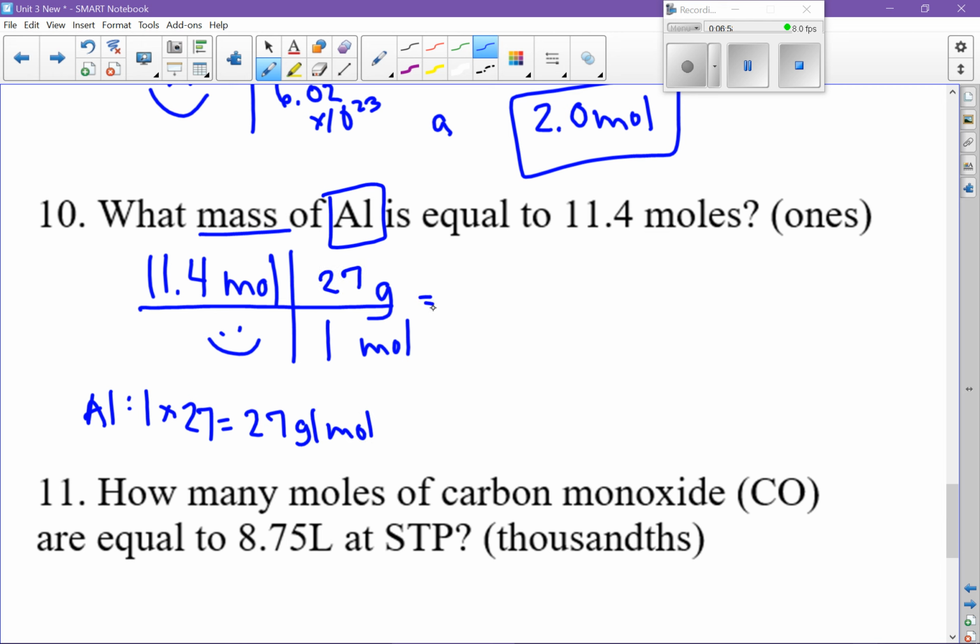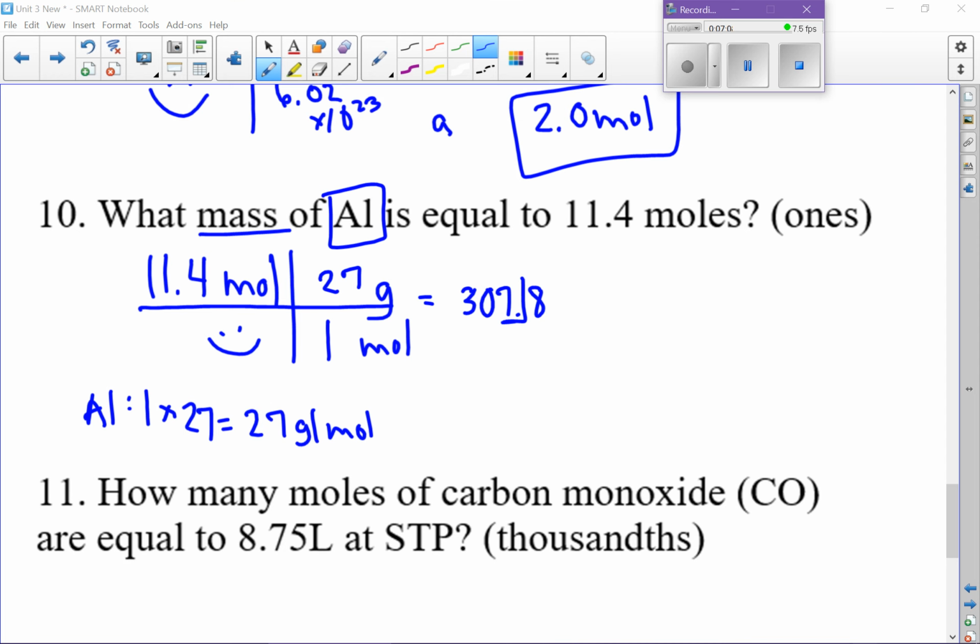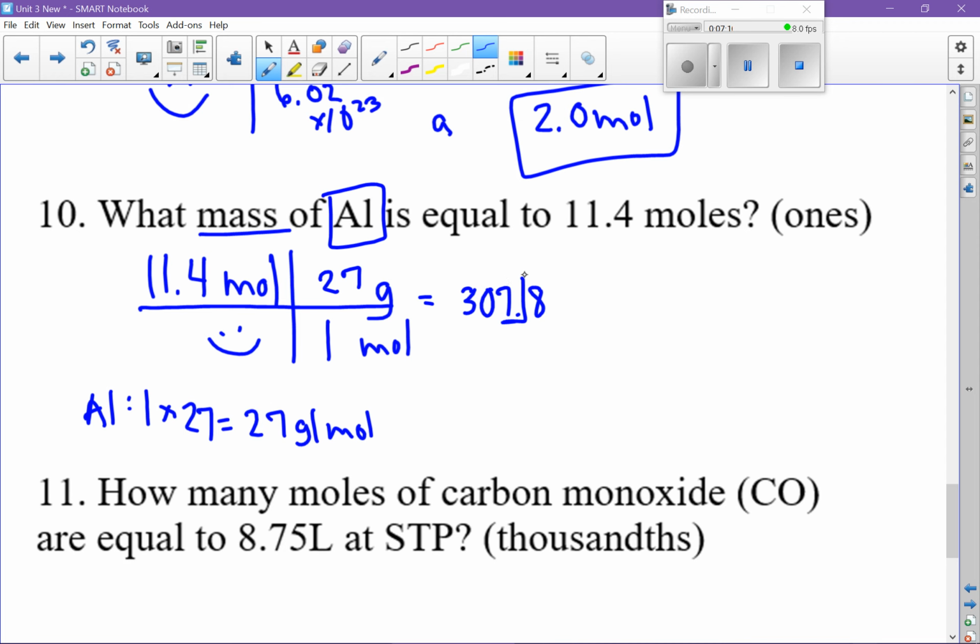That's what goes there. When you put that into your calculator, you get 307.8. If I round that to the ones place, this 8 makes the 7 round up, and so my answer becomes 308. I was looking for grams, and that's what goes on my answer.